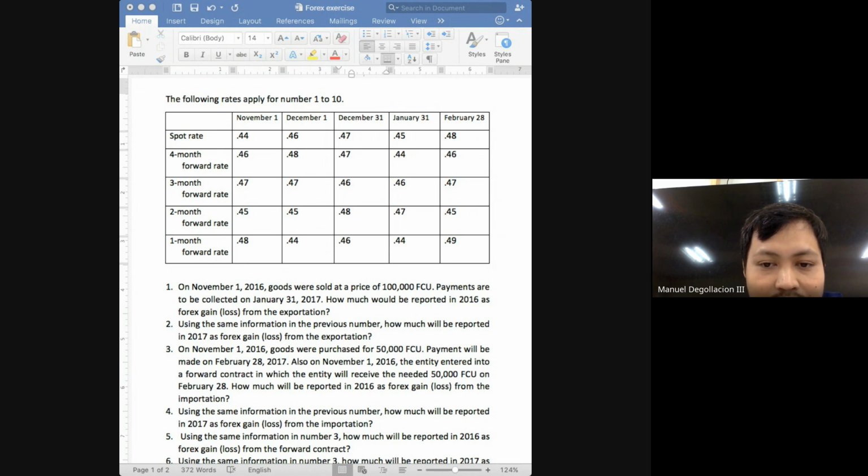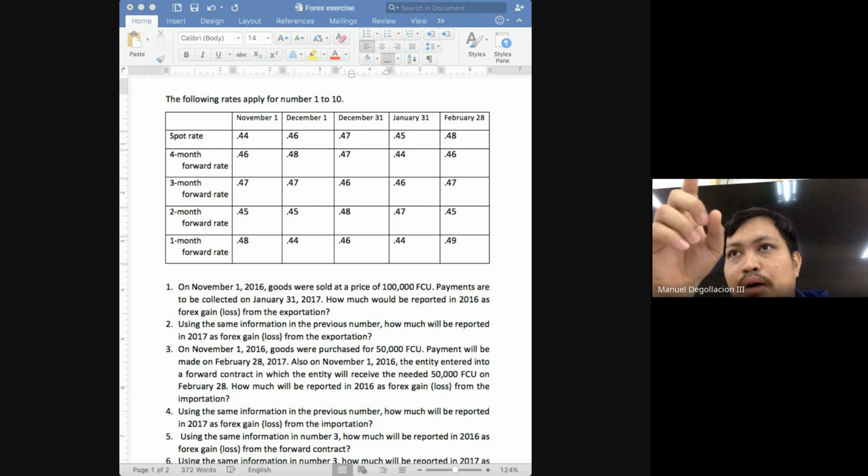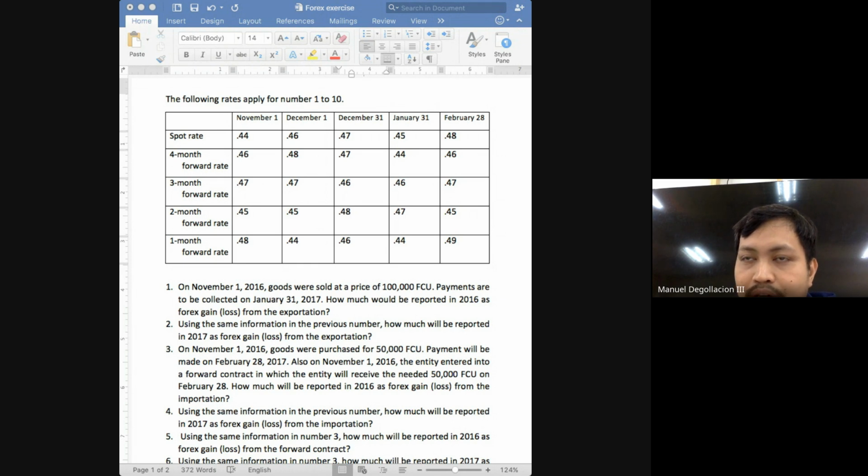So again, in number 2, you're asked how much is your Forex gain or loss in 2017. We will have a Forex gain or loss because we will be adjusting the balance of our AR on the settlement date. Okay, and here to get the Forex gain or loss, class, you will just have to compare the previous balance. That's always the case. Compare the previous balance and the balance on the adjustment date or the current balance. Going back to number 1, how much was the previous balance? It was 44. Compare it with the current balance. Since we are now on December 31, compare it with 47.